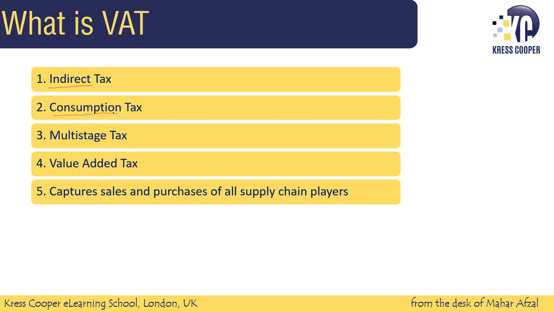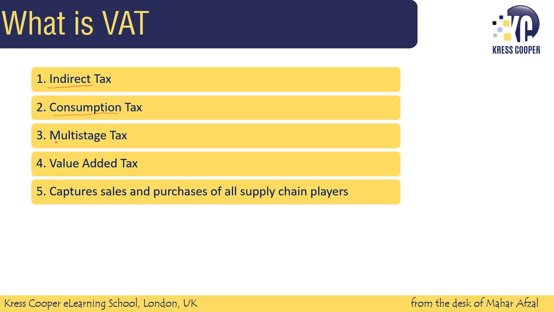First of all, this is an indirect tax, meaning tax will be applicable on one person, but ultimately the burden will be borne by a different person. Tax will be applicable on the goods and services, not on the taxable income and taxable profits of the persons. So this is a consumption tax. Consumption tax means whoever consumes the goods and services, the relevant person will be liable to pay the tax.